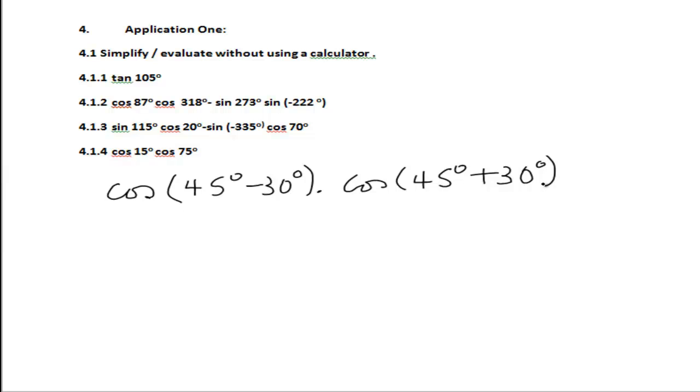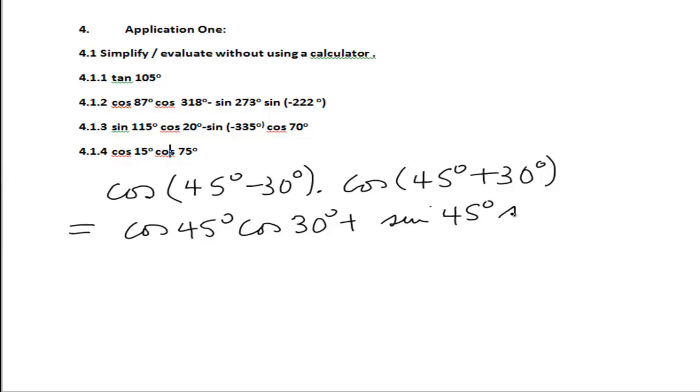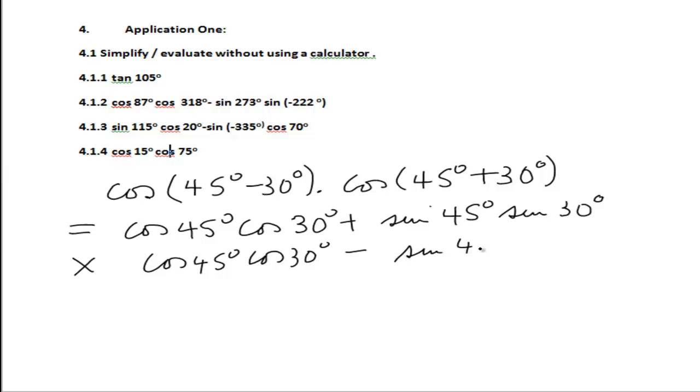Now when we do the expansions for both, what we can do strategically is to write it as cos 45 cos 30 plus sine 45 sine 30. And then it's multiplied by, so let's write it down, cos 45 cos 30 minus sine 45 sine 30.